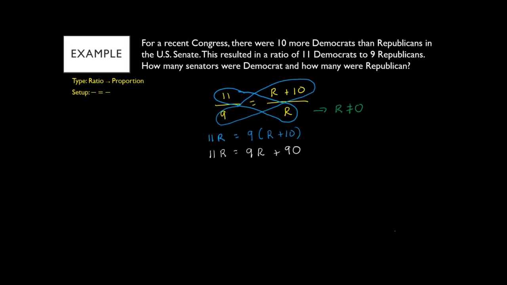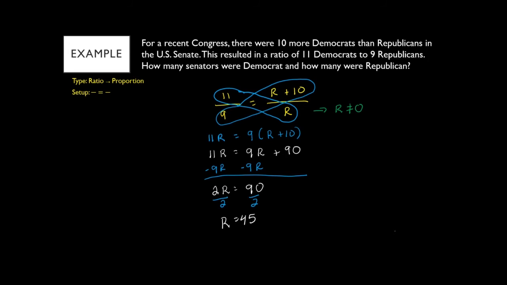And now we're solving for R. So I'm going to subtract 9R from both sides. So 11 minus 9 is 2. So I get 2R equals 90. Then we divide both sides by 2. And R is equal to 45. So R is the number of Republicans.